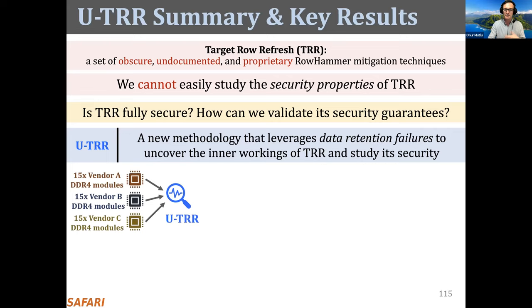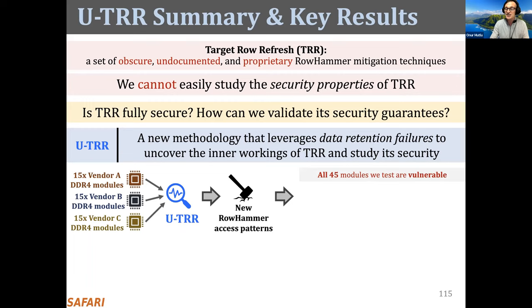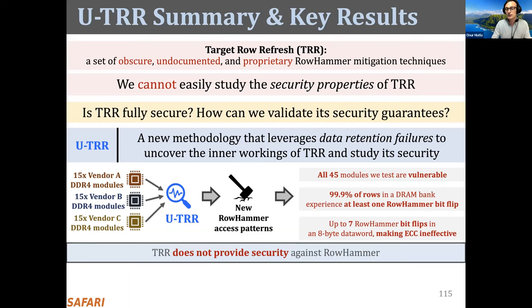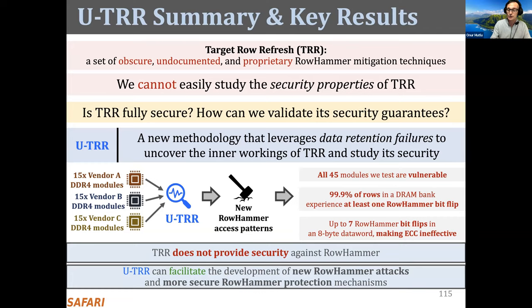So basically, we studied 15 models, modules from three different vendors. And we figured out new RowHammer access patterns to circumvent the RowHammer mitigations. And we basically showed that all 45 modules we tested were vulnerable. And 99.9% of the rows in a DRAM bank experience at least one RowHammer bit flip. And you can get up to 7 RowHammer bit flips in an 8-byte data word, making ECC ineffective. Basically, I would say that we completely bypassed the TRR mitigations in all of these chips that we tested. And our conclusion is TRR does not provide security. It was kind of proven with TRRespass, but here the results are actually even stronger. And hopefully this will facilitate the development of new attacks and more secure protection mechanisms.